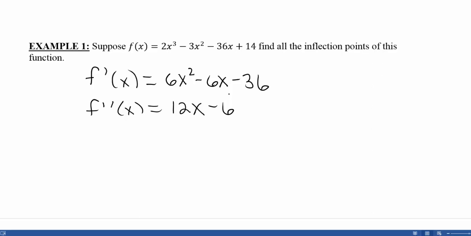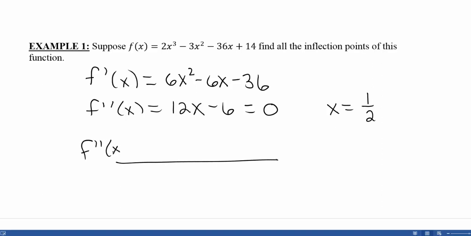So that means if I find out where the second derivative equals 0, that's going to tell me how I can divide up my number line for the original function to examine the sign of the second derivative. So here, if I solve for x, I'm going to get x equals 1/2. So that means if I were to draw a number line to represent the sign of the second derivative at every possible value, what I need to examine is what's happening from negative infinity to 1/2 and from 1/2 to positive infinity.